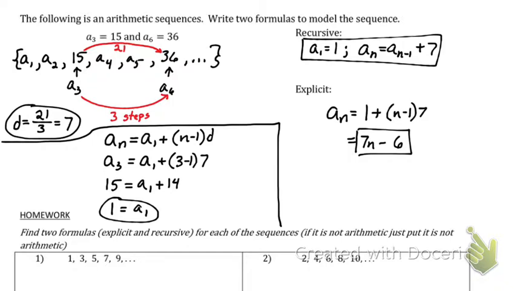That is probably the hardest problem you have with arithmetic sequences, where they don't tell you what the first term is. All right, but in a nutshell, that is your arithmetic sequence.